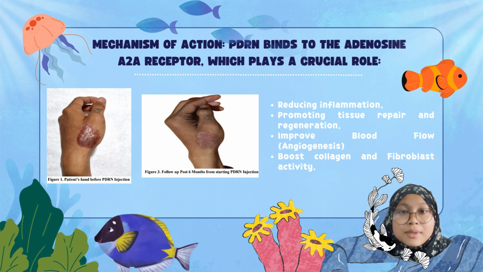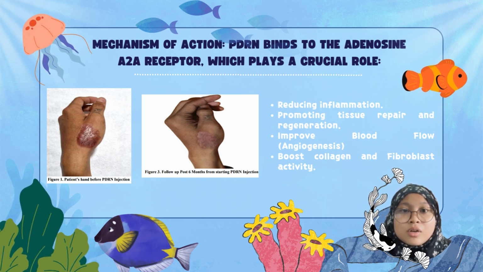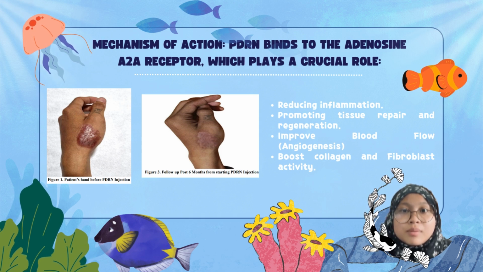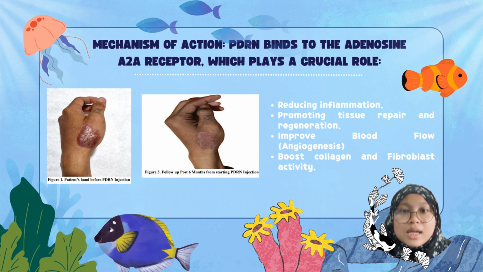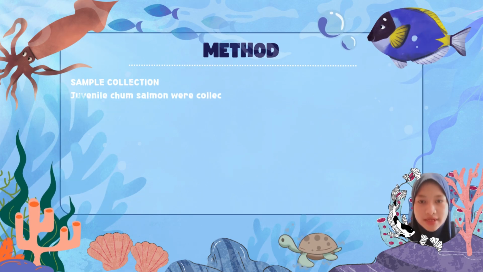In short, PDRN helps the body heal faster, reduce inflammation, grow new blood vessels, and strengthen the skin by supporting natural repair processes at the cellular level. Now, let's continue to the method.